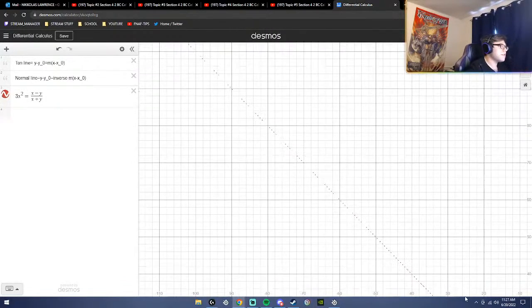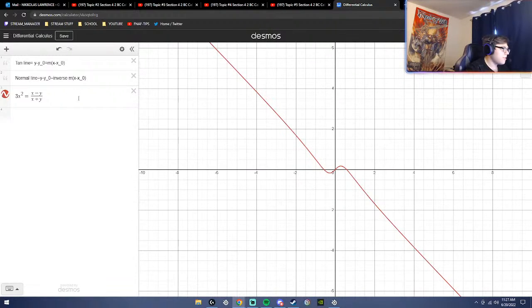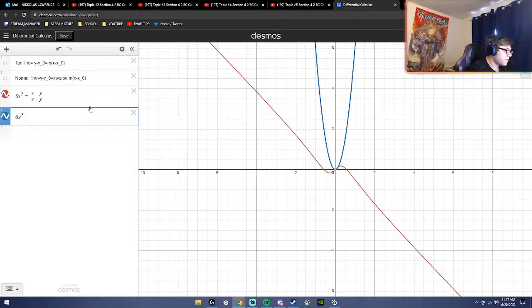Oh, that makes sense, because when you get y and y, they would cancel out. Yeah. Okay, so then we use the power rule. We drop the exponent of the 3, so then it's gonna be 6x squared, because that's the derivative.